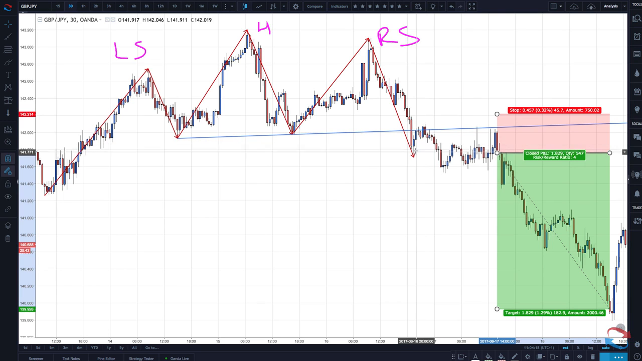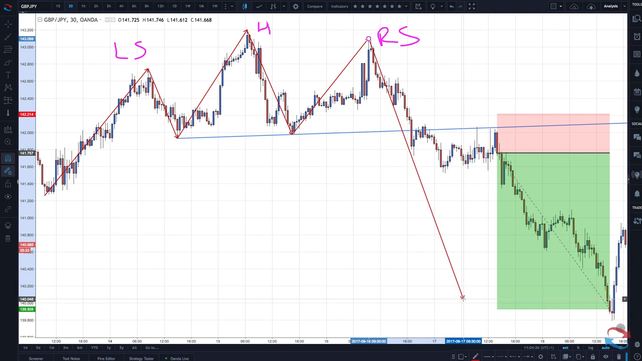Sometimes obviously you may not get the pullback. This may have been the entry and prices could have moved pretty much straight down, could have just continued going, and you may not get a retest straight away. Eventually prices may come back up to this level as well, and it may give you an entry.